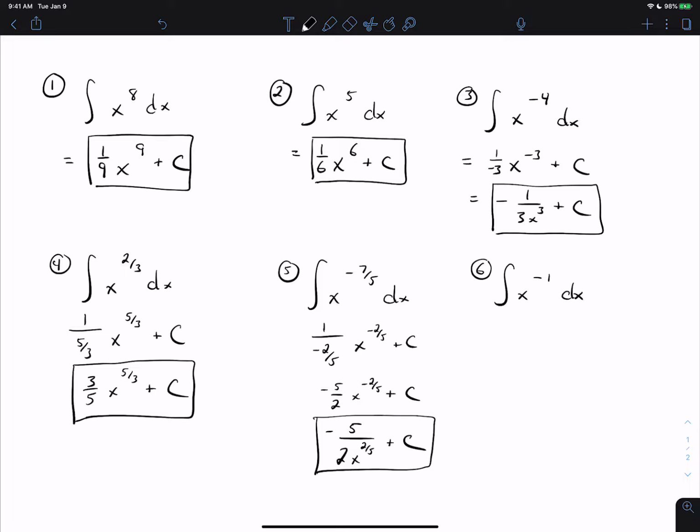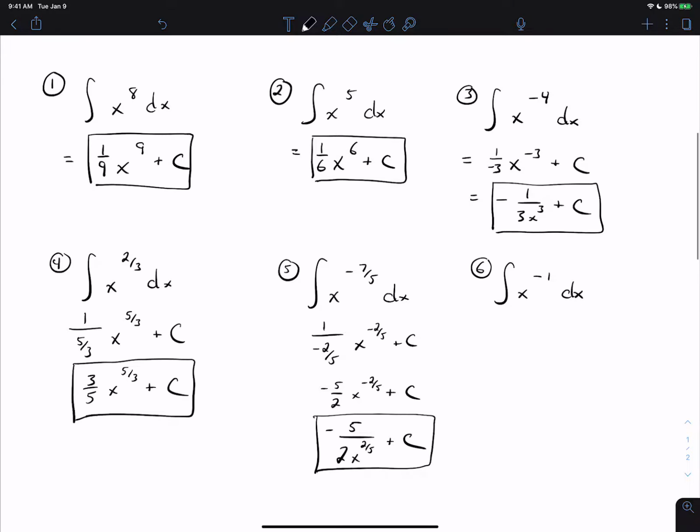Okay, when we get to problem 6, if we follow the same pattern, we get 1 over 0 x to the 0 plus c. That obviously doesn't work because you can't divide by 0. So writing 1 over 0 x to the 0 doesn't actually mean anything. And so we have to think of something else for that.